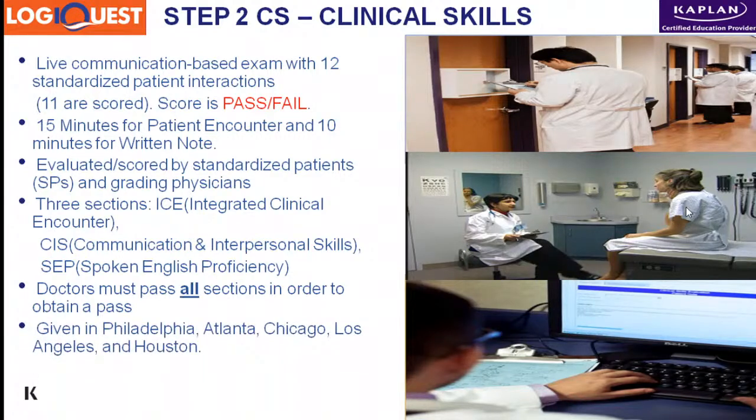And the exam in the US can be given in only one of these 5 locations, which is Philadelphia, Atlanta, Chicago, Los Angeles, and Houston. The exam fee for Step 2 CS is $1,600, and whenever you go to the US, you have to compulsorily go only on a visitor's visa, which is also known as a B1, B2. There is no other visa which is available for you to go to the US.